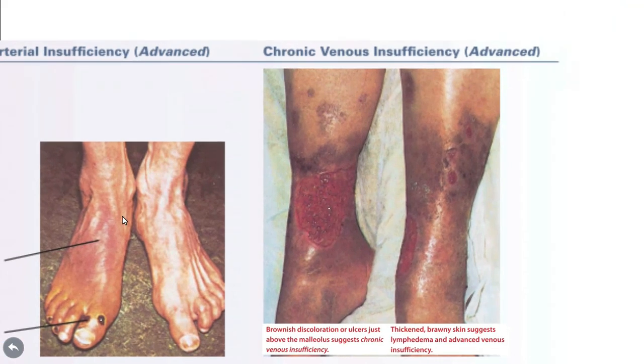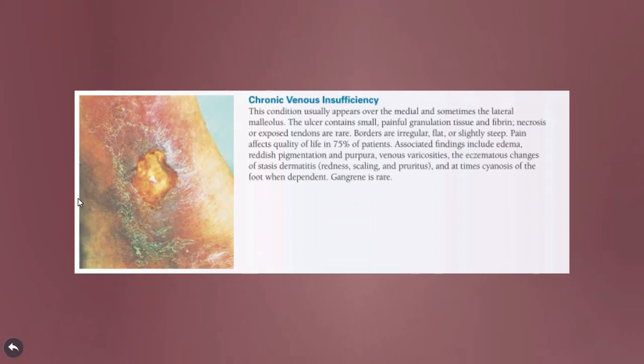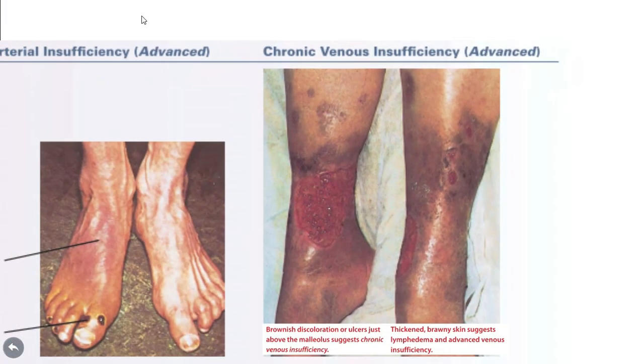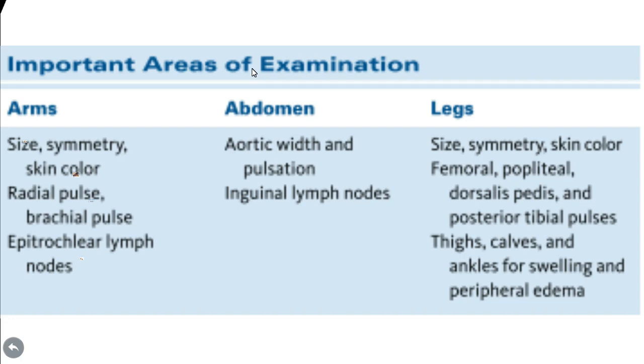Okay, for the patient with chronic venous insufficiency, the ulcer is usually over the medial and sometimes lateral malleolus. It can be small and painful, with granulation tissue and presence of fibrin. You see the borders are irregular, flat, and slightly deep. So that is for chronic venous insufficiency. Okay, so size, symmetry, skin color.